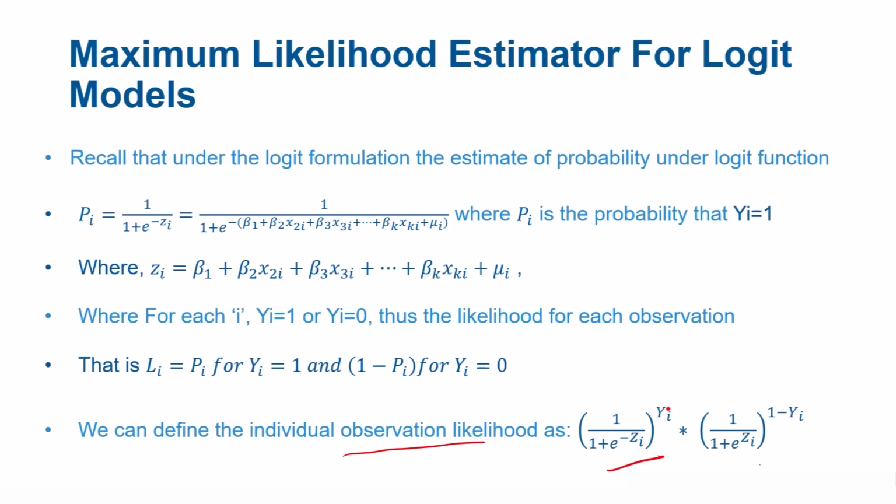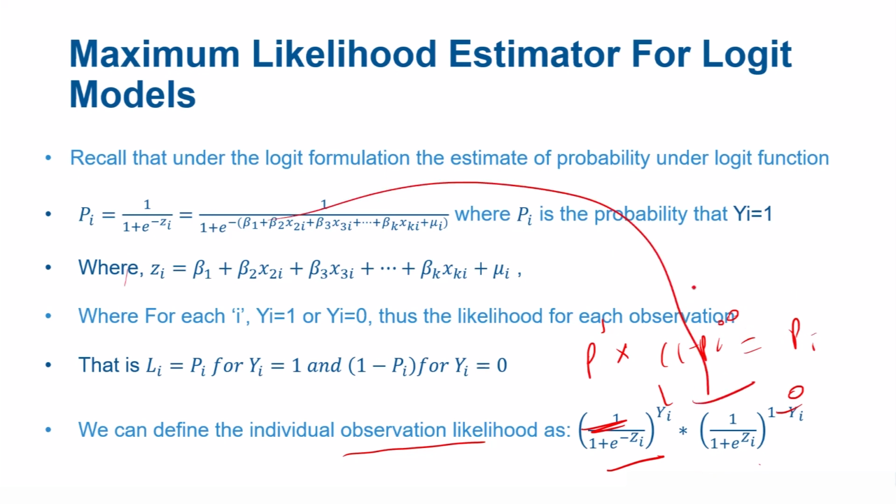So suppose yi equals 1, then 1 minus yi is equal to 0. So this is p, so p to the power 1 into 1 minus p to the power 0, which is effectively nothing but pi itself, or the likelihood function. So this becomes our typical likelihood function that we can maximize.